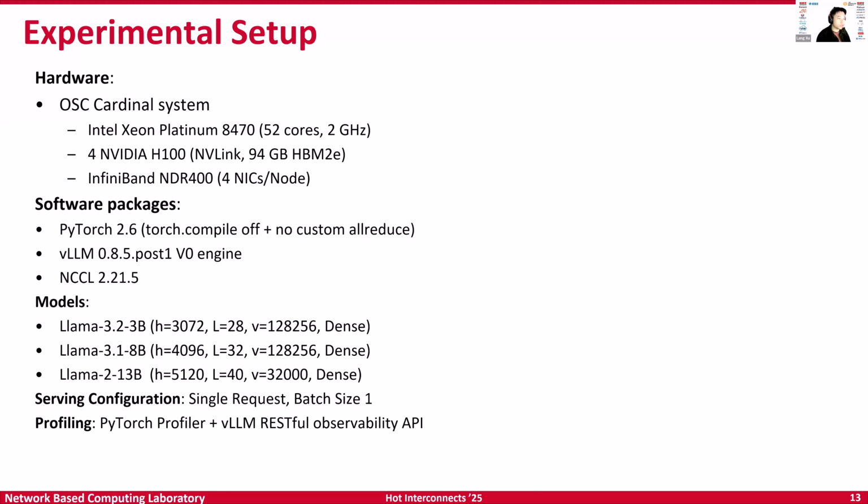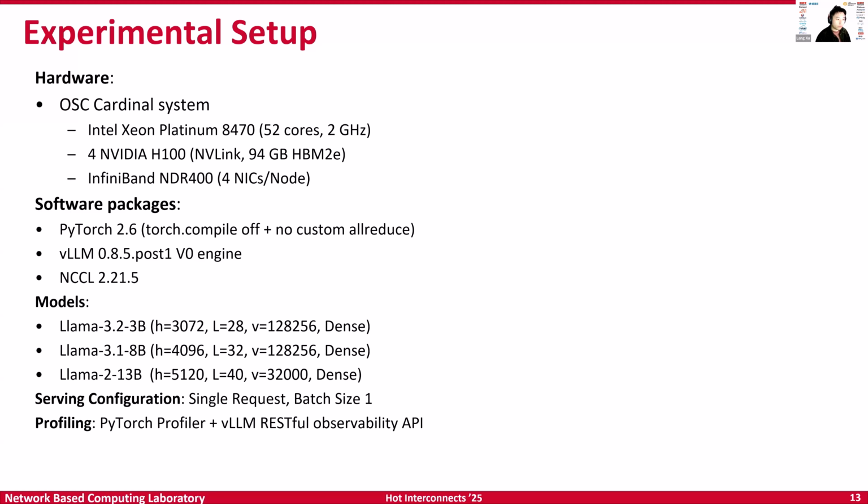For vLLM, we are using the 0.8.5 post-1 version with the V0 engine, which is pretty well matured at the moment. We know that at that time the V1 engine is still in rapid prototyping, so we didn't use that. And the NCCL version that comes with this setup is 2.21.5.